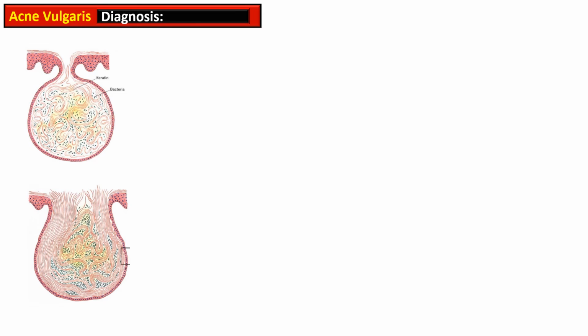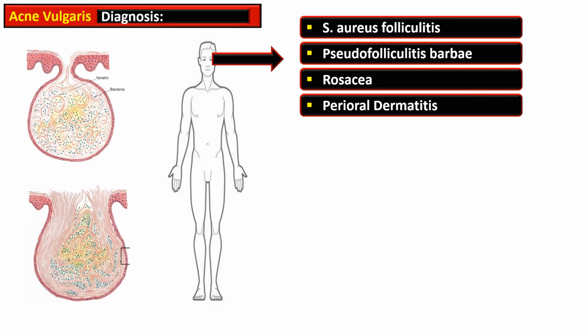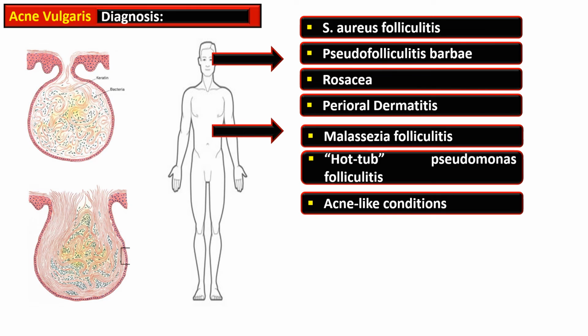The presence of comedones is a diagnostic feature of acne. Acne should be differentiated from other conditions such as Staph aureus folliculitis, pseudofolliculitis barbae, rosacea, and perioral dermatitis that occur on the face and on the trunk, Malassezia folliculitis, hot tub Pseudomonas folliculitis, and other acne-like conditions, but these are not characterized by the presence of comedones. The presence of comedones is essential for the diagnosis of acne.